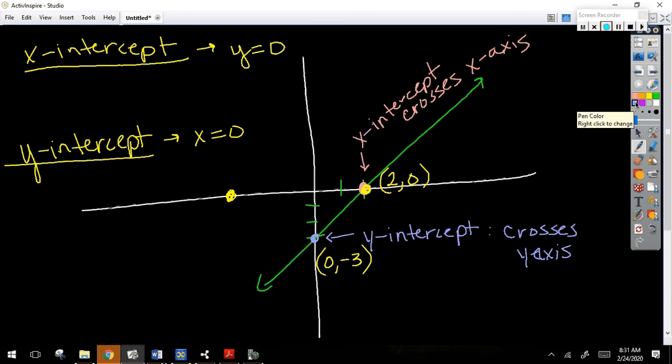All right, let's move on to some graphing then. Get to the good stuff. Let's say I gave you this, and I said to graph it using the intercepts.